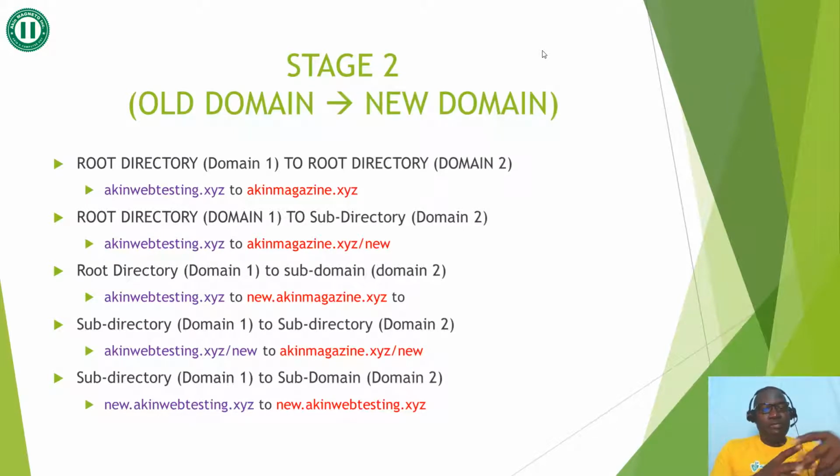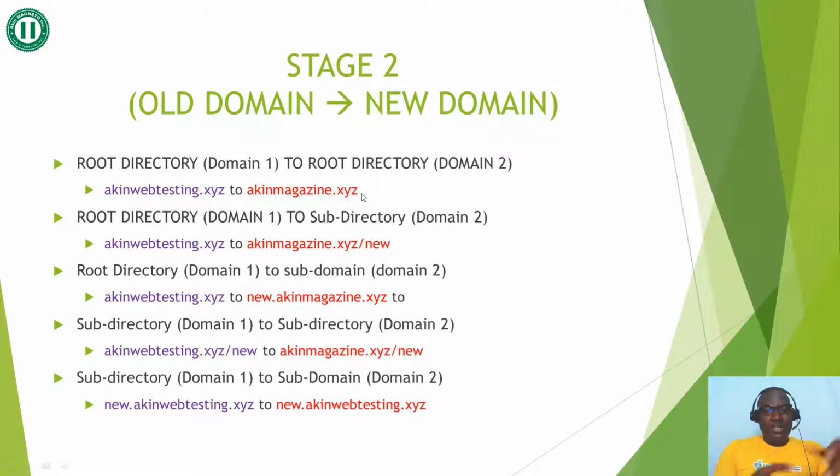So the best example to use is this. I also bought another domain besides akinwebtesting.xyz. The name of the website is akinmagazine.xyz. You can also check the website too. What I did was I installed a different WordPress theme. I used the 2020 theme on akinwebtesting.xyz, and used 2017 or 2018 or thereabout on the other one, so that you are able to distinguish between each.